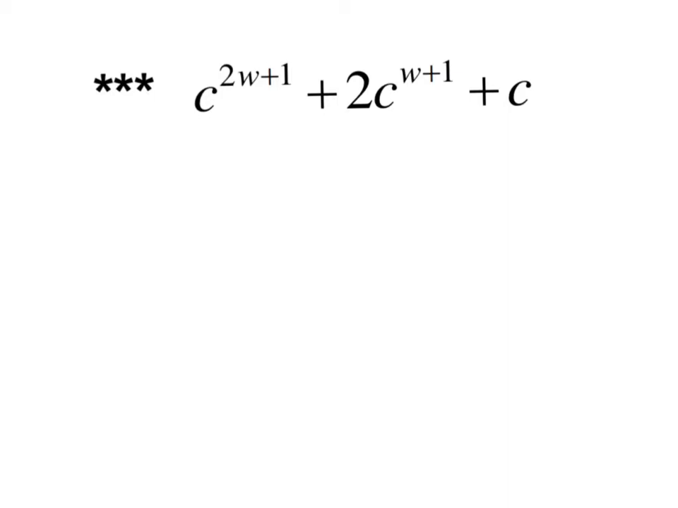Okay, looking at this problem, the first thing I notice is they all have a c, and they all have a first power with them. So I can factor out a c to the first power of all of these. And when I do that, what is left? Well, it's going to be c to the 2w plus 2c to the w plus 1.